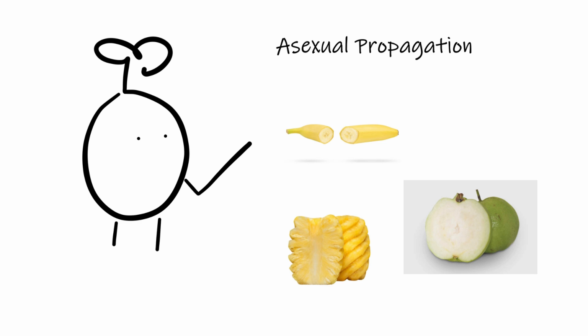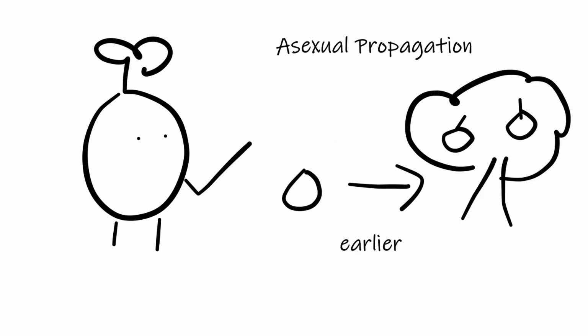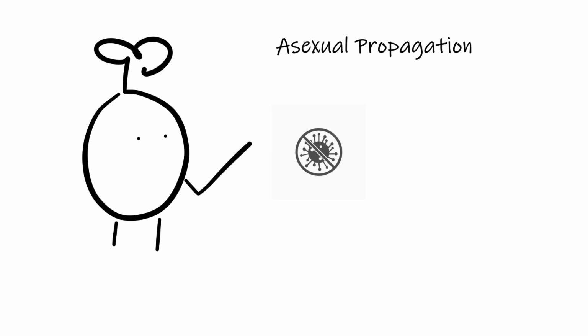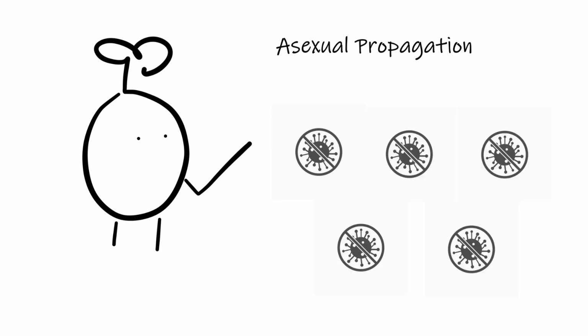Some seedless fruits like banana, pineapple, and guava varieties can only further propagate asexually. They also bear fruits earlier. Some disease resistance can be replicated for future harvest.